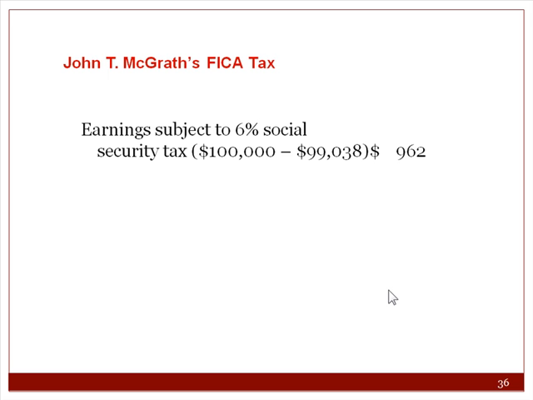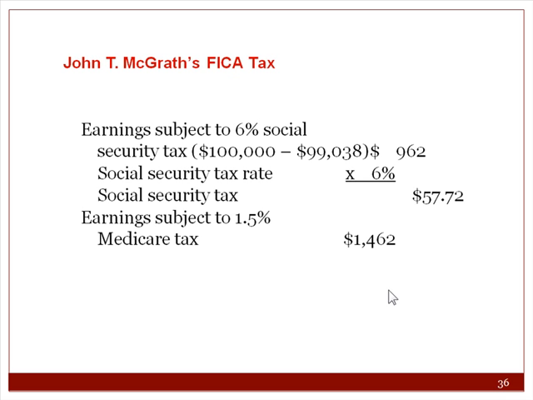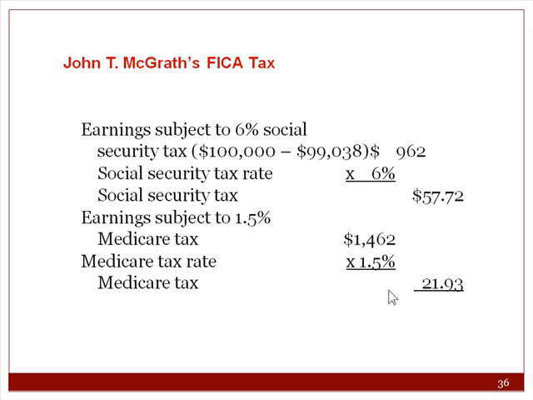So John McGrath had earnings subject to 6% Social Security. So he had $962 there, and a Social Security tax rate of 6% is a Social Security tax of $57.72. Then there's earnings subject to 1.5% Medicare, and then there's the Medicare tax rate. The base that the tax is built on changes from year to year, so this is just a stagnant example in time right now. So the total FICA tax is made up of the Medicare and the Social Security for a total of $79.65.